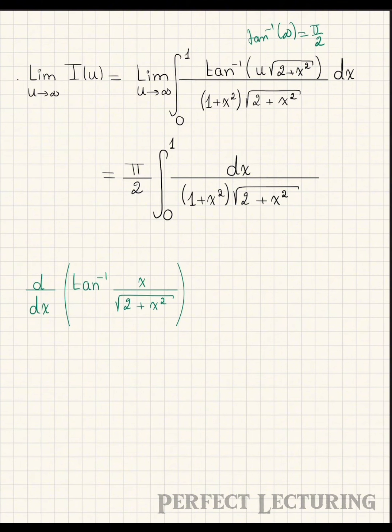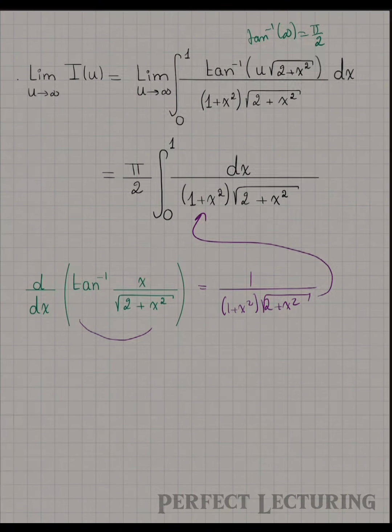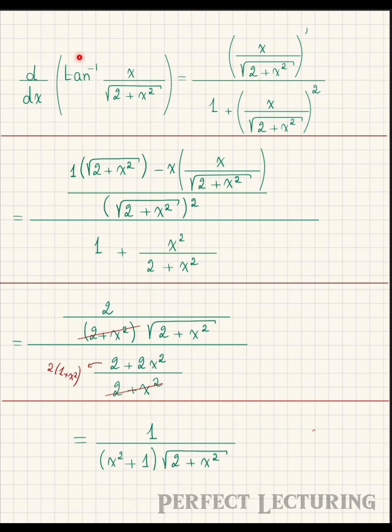I'm going to show that the derivative of this function will be equal to 1 over 1 plus x squared into the square root of 2 plus x squared, which is exactly our integral. And let us work out this derivative. So the derivative of tan inverse of u, as I mentioned in the beginning of this video, is the derivative of the inside over 1 plus the inside squared. And here we simply apply the quotient rule. This is how the quotient rule looks like. u prime v minus u v prime over v squared.